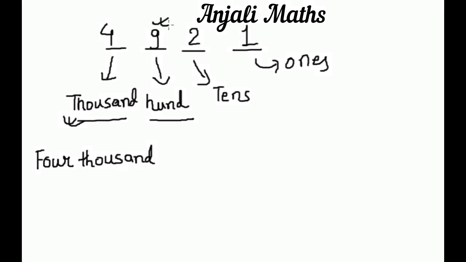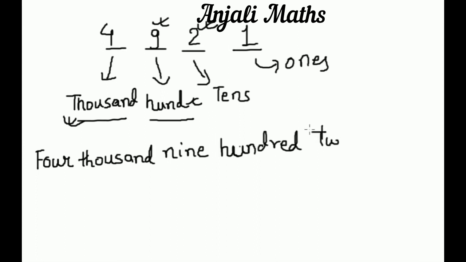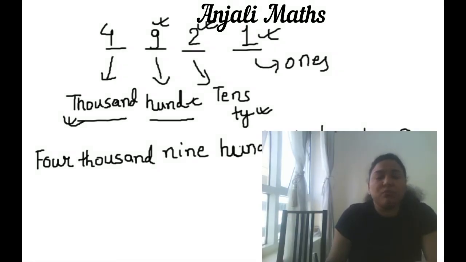Now come to the next, 9. We will write 9 and then 100. We add 100 because it is in the 100 place position. Now come to 2. We will write 20 because we add ty at the tens position. 20, and we will write 1 as it is. In this way we will write a 4-digit number in words. Let's see one more example.